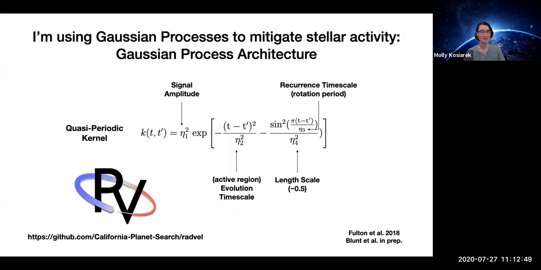In comparison, I'm going to be using RadVel to fit radial velocity data. The stellar signal is incorporated through a Gaussian process with the quasi-periodic kernel. There are 4 parameters for this kernel associated with the amplitude, the active region evolution timescale, the recurrence timescale or the stellar rotation period, and the length scale that describes that smoothness factor.